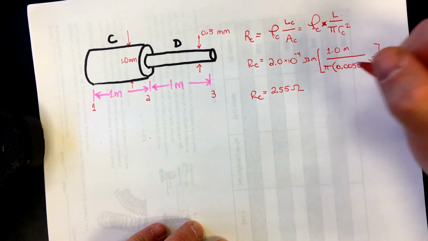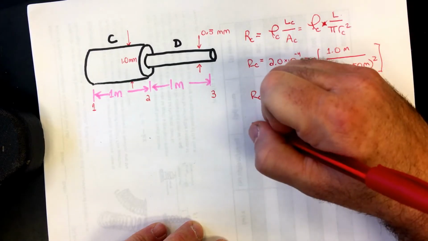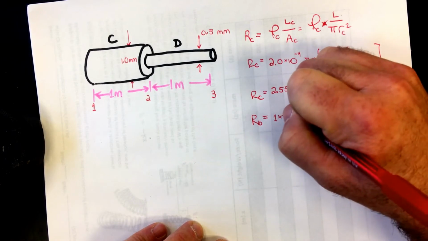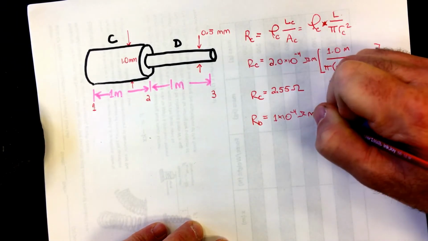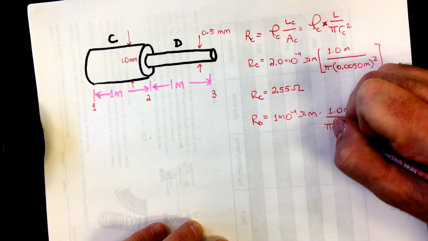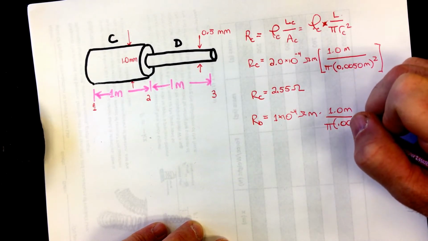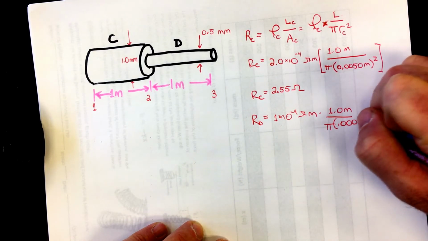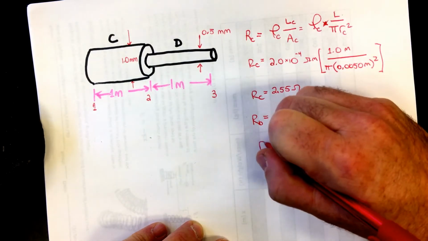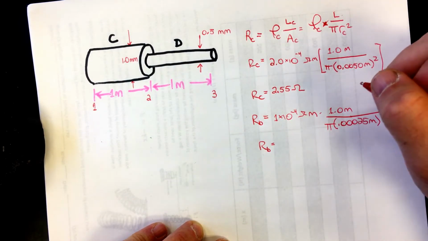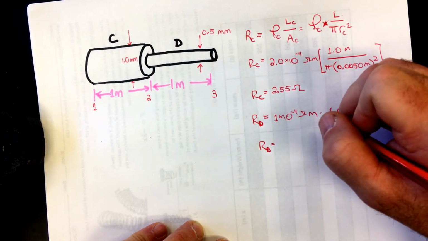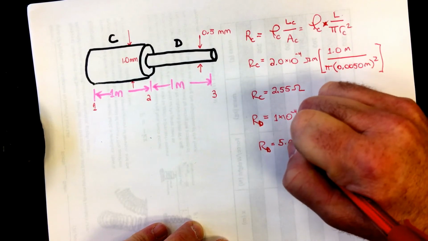We're going to do the same thing for segment D, except replacing these numbers. So R_D is going to be equal to 1 times 10 to the -4th ohm meters, multiplied by 1 meter, divided by pi r squared, where r is going to be a quarter of a millimeter, or 0.00025 meters. We have to remember to square it. When we do that, we end up getting a resistance across segment D, that should be a D, not B, of 5.09 ohms.